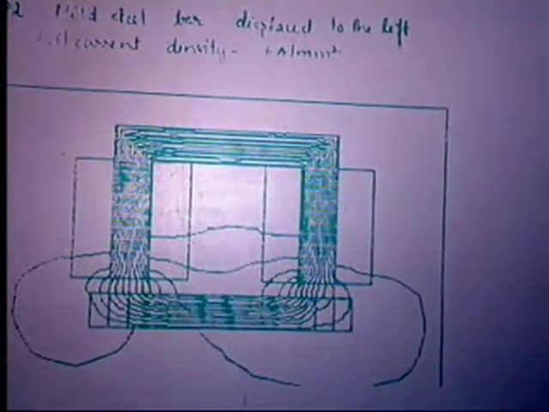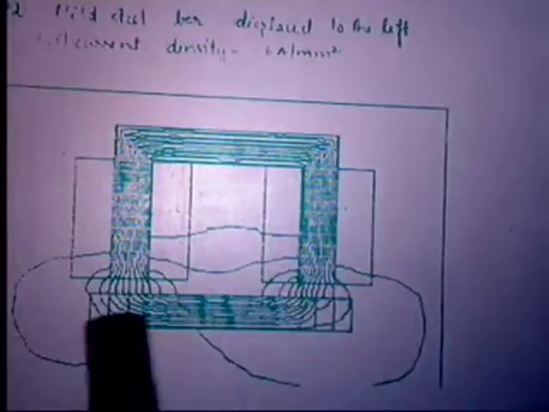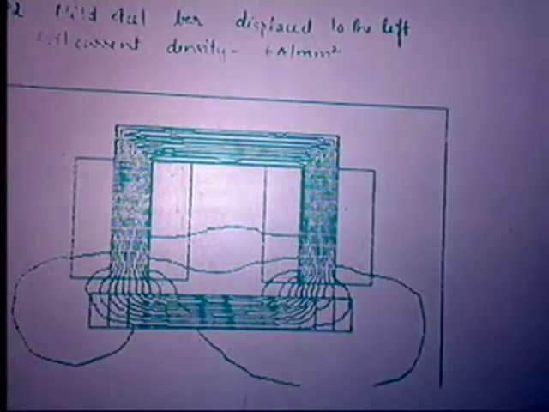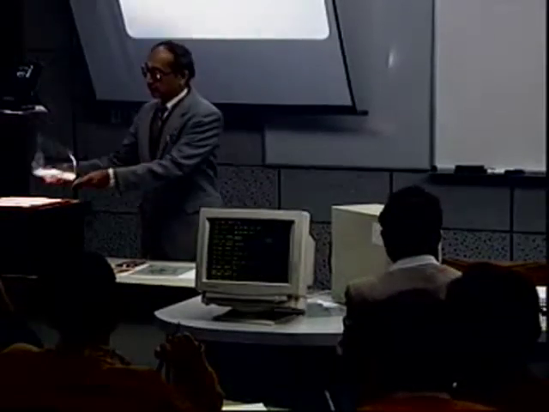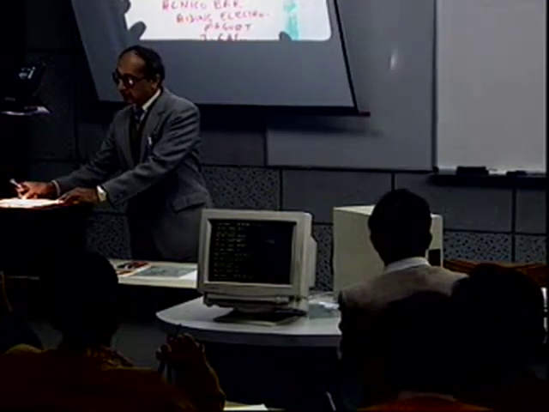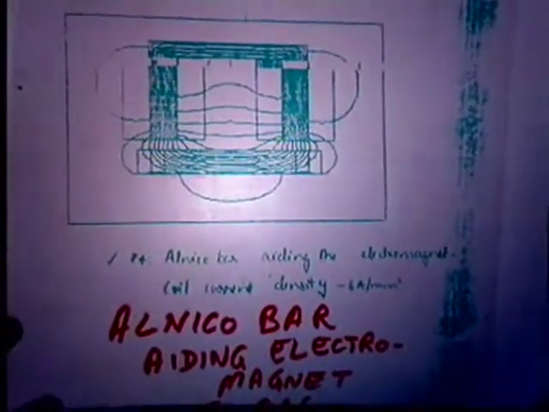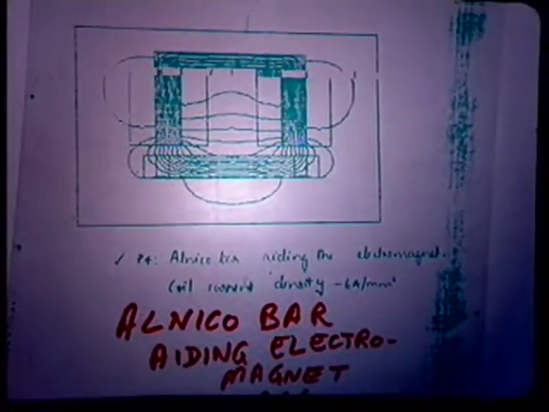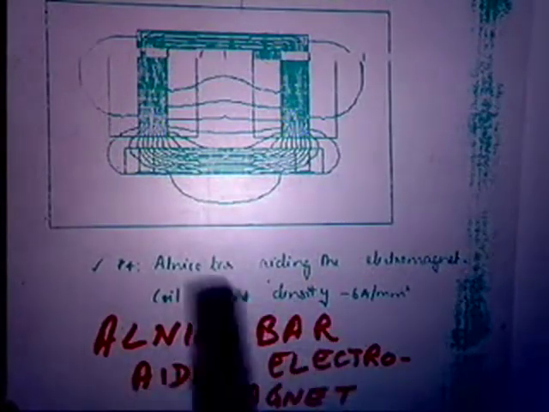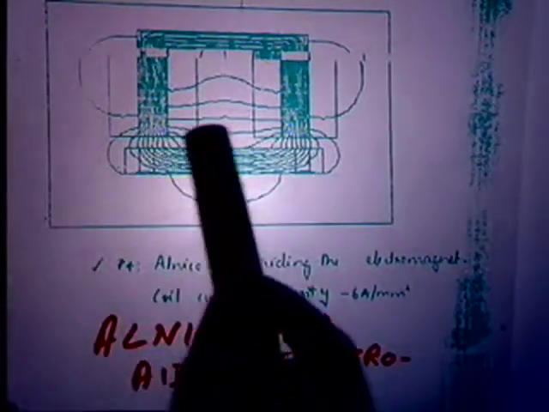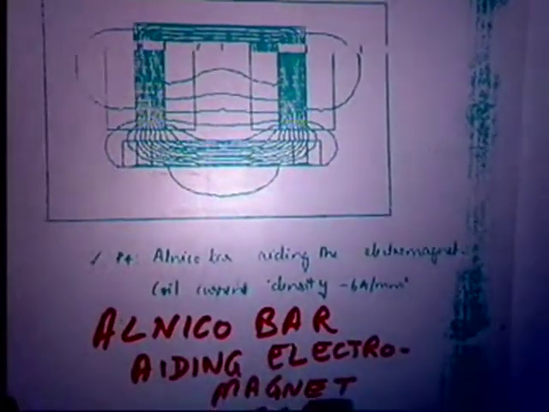Next we will show the effect of, instead of a mild steel bar, having an Alnico bar. Okay. So if you put an Alnico bar, this is the pattern. In between there is an air gap. So here is an Alnico bar, which gets magnetized. It is aiding, because it is also storing magnetic energy, and therefore it is aiding the electromagnet.